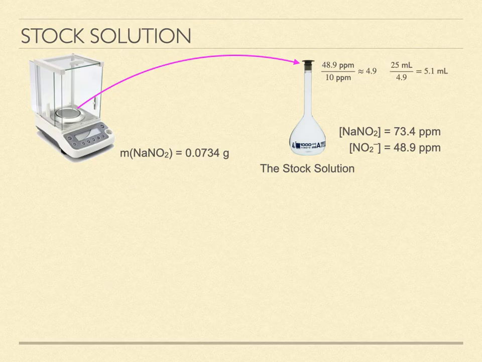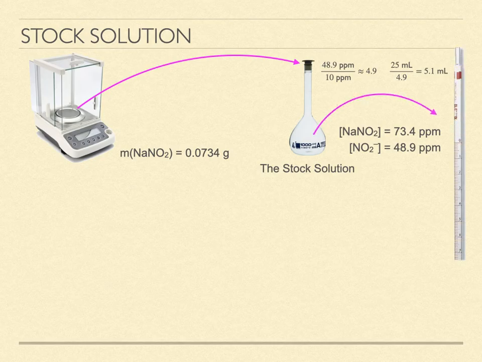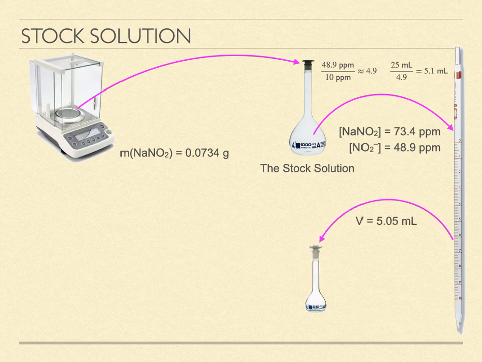How do you obtain this volume? Well, graduated pipettes have markings on them to be able to deliver readily solutions with 0.05 milliliter precision. More sophisticated micropipettes and electronic pipettes are increasingly available to deliver these volumes accurately. Let's assume that you have extracted 5.05 milliliters from the stock solution and transferred it to the 25 milliliter volumetric flask. Fill the flask to the mark with your pure water.